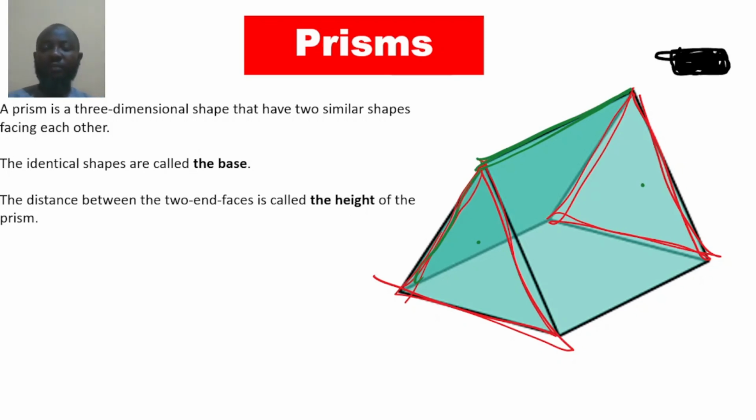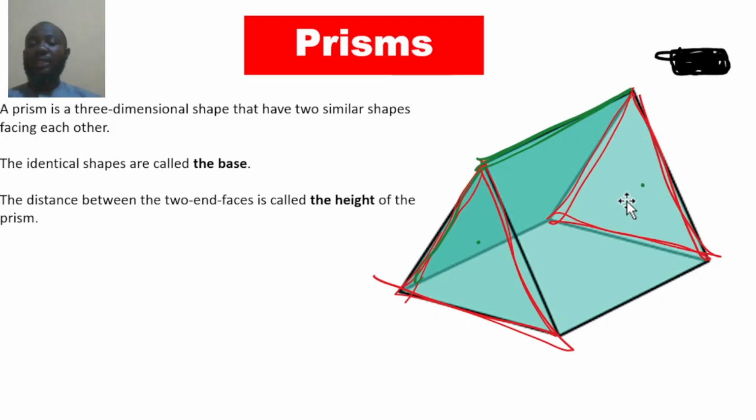And the name of a prism will be determined from the type of base it has, the shape of the base. For this one, the base of this prism is a triangle. Therefore, we will call it a triangular prism. But when it comes to the one with a rectangle, that one has another name. We can call it a rectangular prism, and we can call it a cuboid.